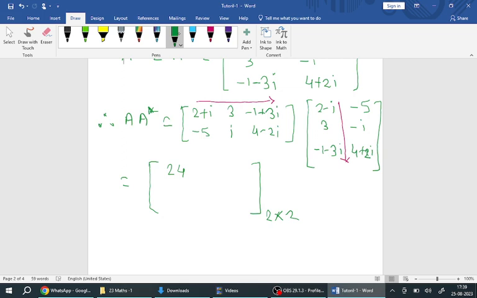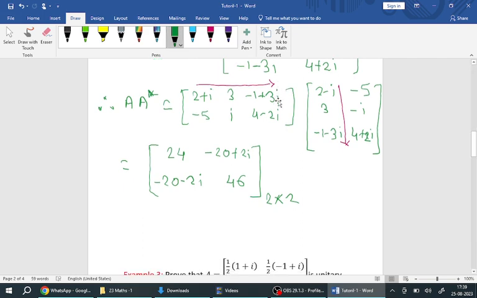So if you finish this multiplication with rough work, you will get minus 20 plus 2i here, minus 20 minus 2i here, and this entry you will get as 46. Remember, you should do the rough work like A1 B1 plus A2 B2 plus A3 B3. This is the 24 we got. Now first row, second column: you get minus 20 plus 2i after simplification. Do the rough work there. You have to do a little calculation.